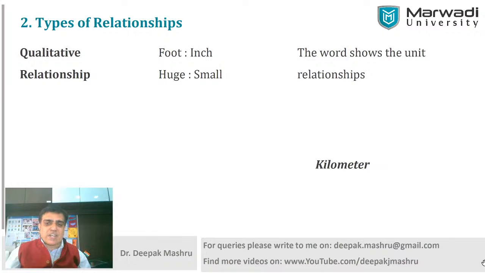Now, if you look at this, kilometer. So a kilometer is a big one. What is the small one? The small one is meter, right? Kilometer to meter, foot to inch, huge to small, right? This is the relation that you need to find out. So it talks about unit relationship, right?